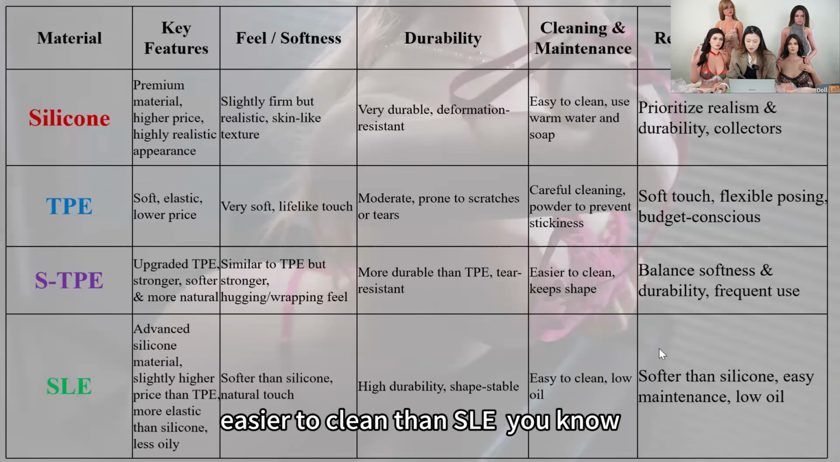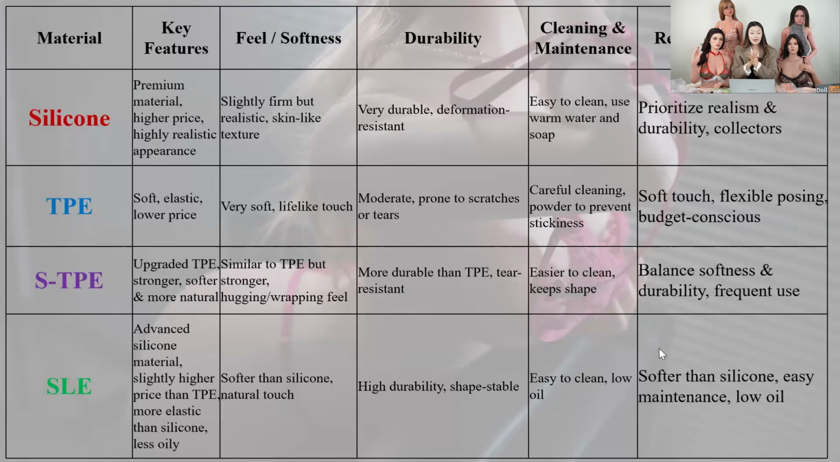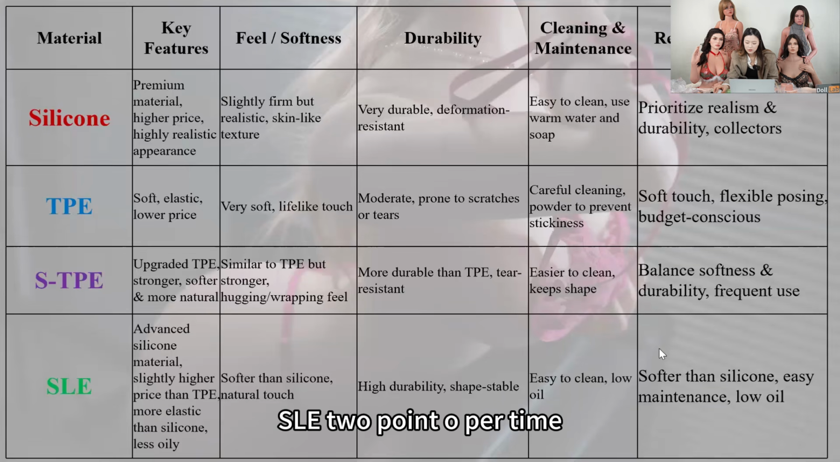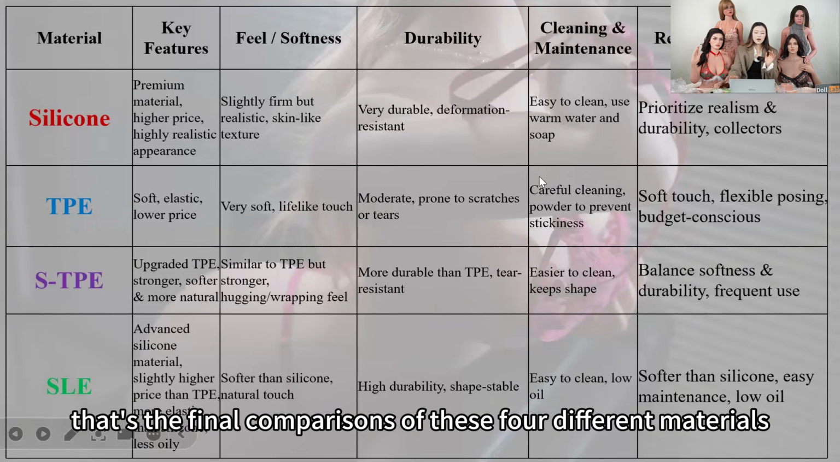Silicone is still more durable and easier to clean than SLE. You know, SLE is kind of like silicone. It belongs to silicone material, but it's just more stretchy and less oily. SLE and 2.0, they're about the same, kind of the same. Yeah, that's the final comparison of these 4 different materials.